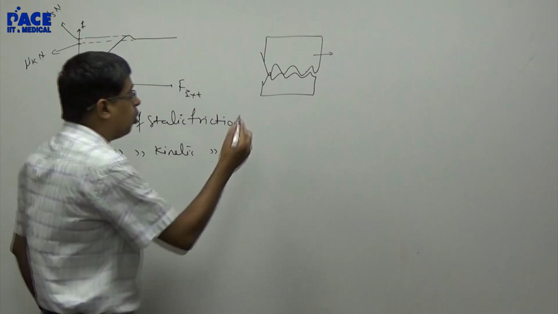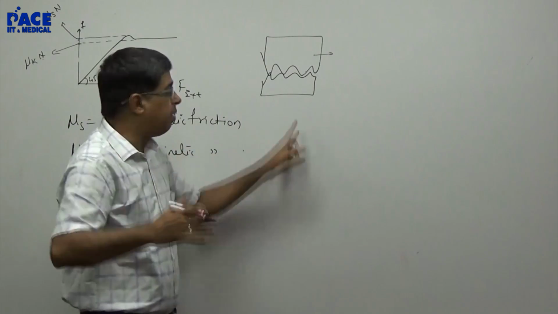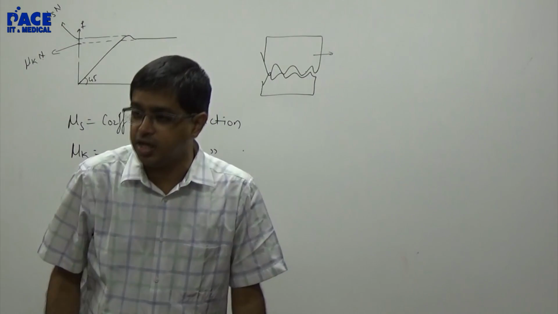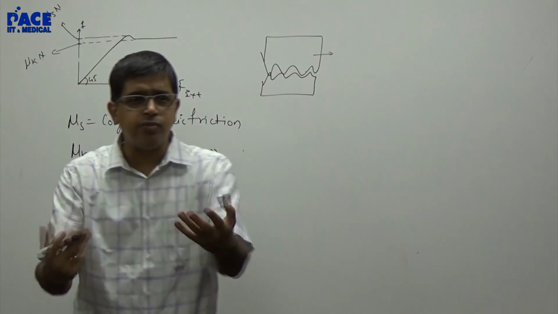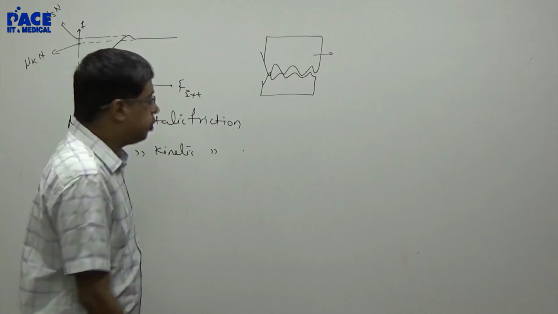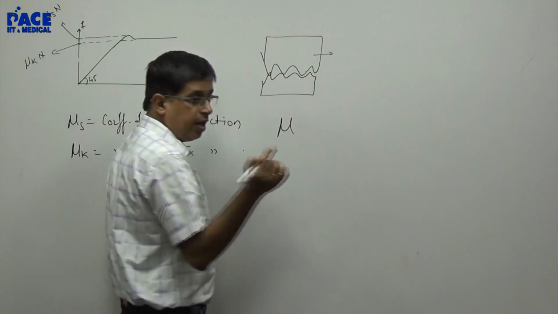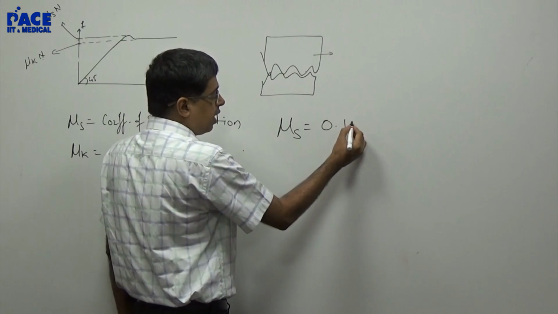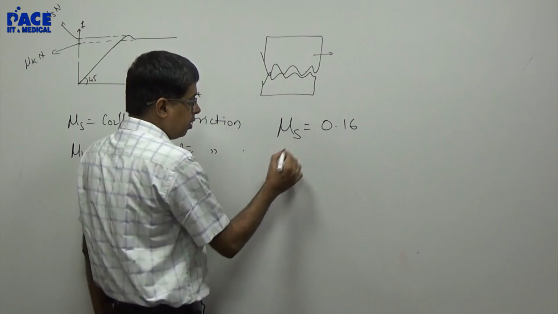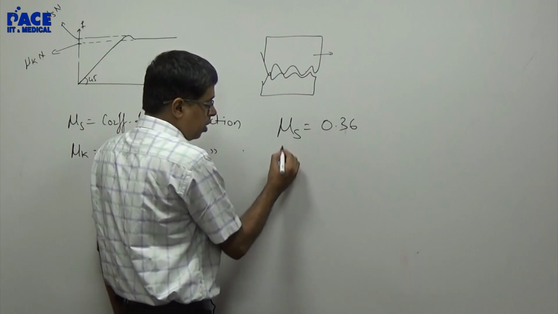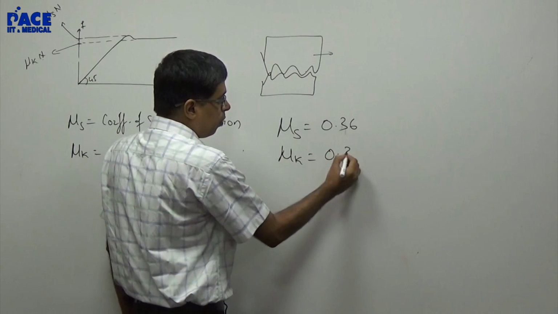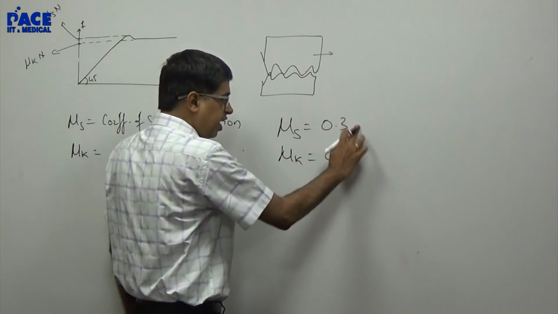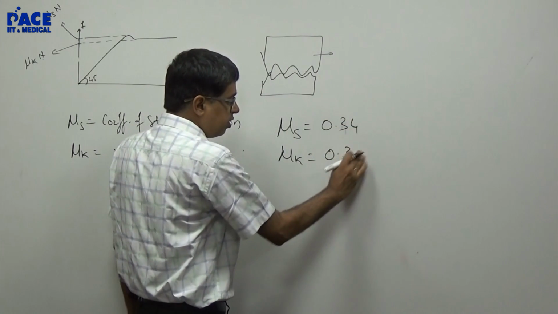Once it starts moving, there will be small bending of these peaks. The coefficient of friction will slightly decrease. But in problems you never give me two different values. You always give me mu to be the same. The values will be this way. Mu s is 0.36. Mu k will be 0.35. Or say this is 4, this is 1.